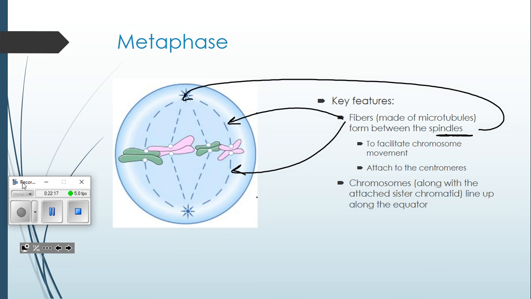Now, why do I need these fibers? Well, the chromosomes are going to have to move. I'm trying to make a new cell, which means I'm going to need to take some of the chromosomes and put them in one spot and some of them elsewhere. And so these fibers are going to facilitate that movement. And if you notice this point here, the fibers attach to the centromeres. So you can see that there's one fiber going to the centromere, that middle portion of each chromosome.